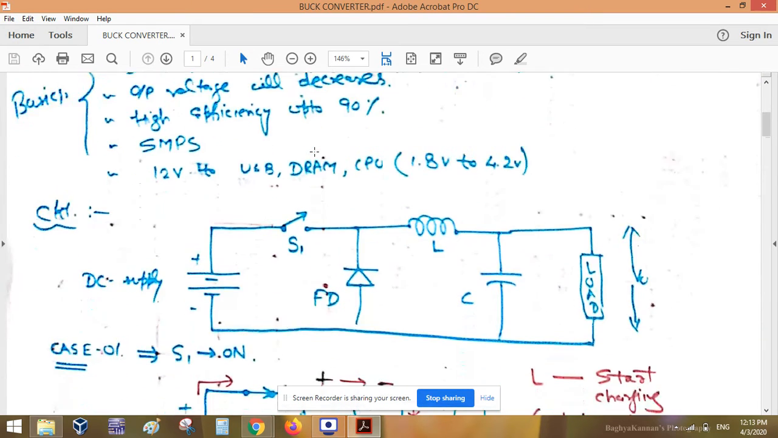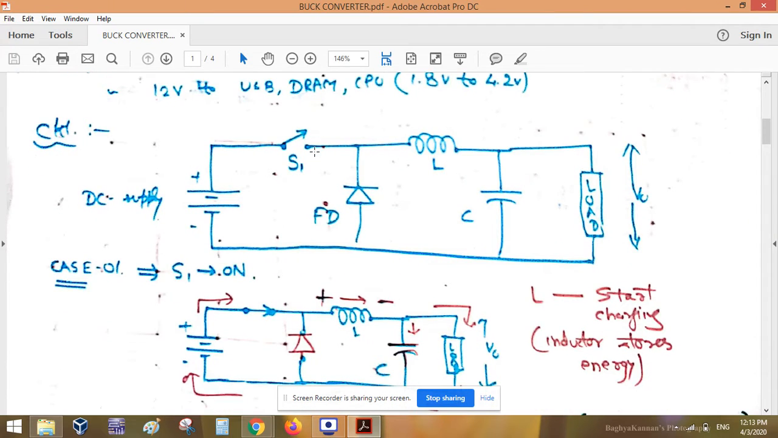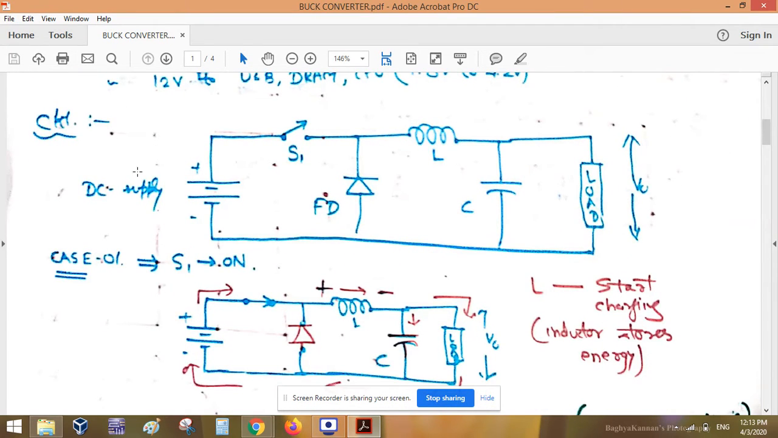What does step down mean? The circuit consists of one high voltage power supply, one switch, one freewheeling diode, which is our power diode, an inductor L, a capacitor and a load. Output is taken across this load. So let us assume the first case.